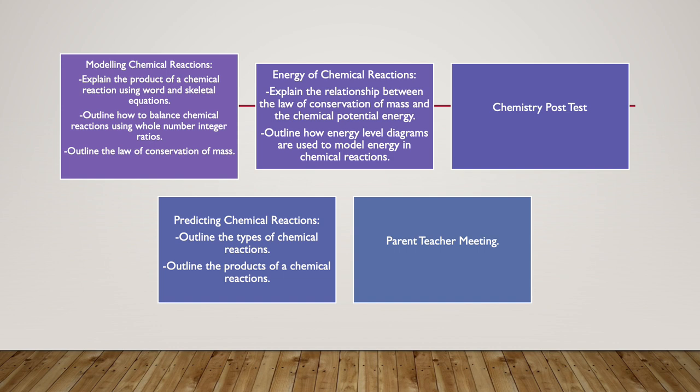On Wednesday, we will be predicting chemical reaction products. We will outline the types of chemical reactions, going from decomposition, synthesis, single displacement, double displacement, and combustion reactions. And we will outline the products of chemical reactions. So after this class, you will be able and expected to write fully balanced chemical reactions.